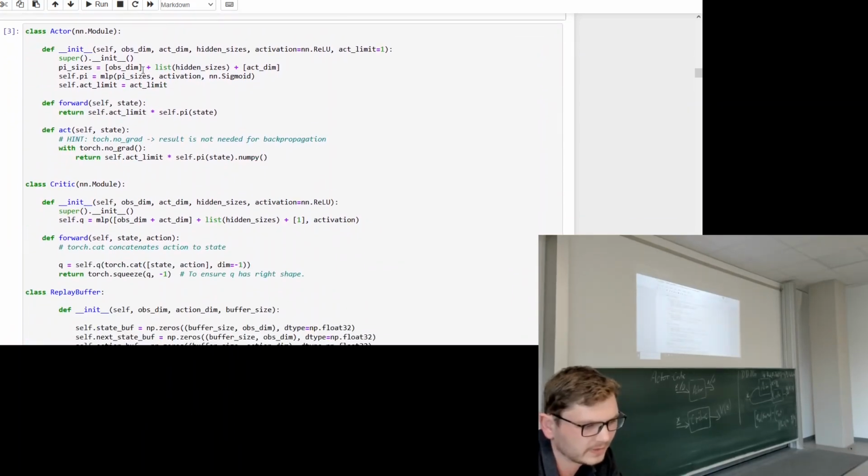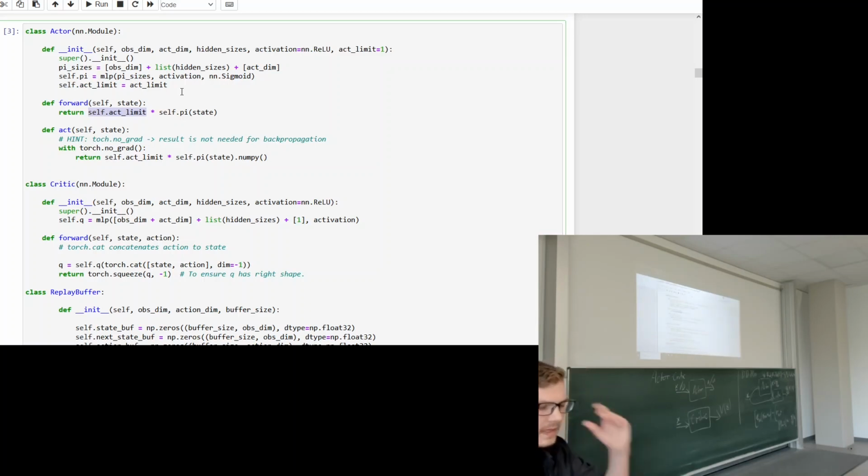Then here we initialize the classes for actor and critic. As I said, we can now use the multi-layer perceptron function here in order to define the actor. The forward pass is just execution of the network. So pi is the network itself in this case. We put the state into it, we just execute the actor, and then we have some action limits in this case that we apply to that.